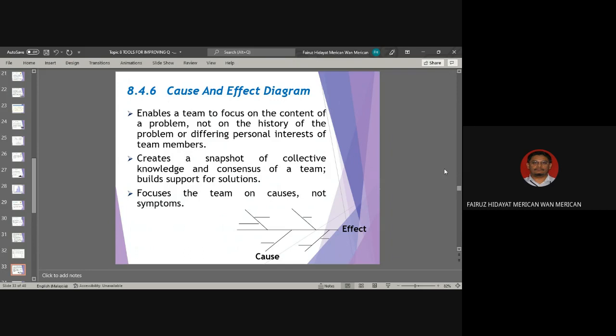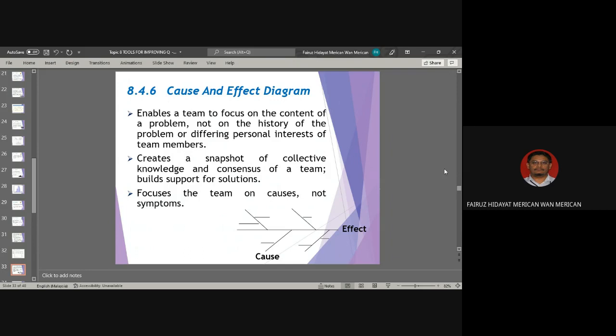So as you can see there at the bottom, the illustration, it's sort of like a fishbone. So that's why they call it fishbone diagram. So this tool helps the company to focus on the content of the problem and not the history of the problem or differing personal interests of the team members. So the cause and effect diagram, or the fishbone diagram, helps to focus on the contents of the problem.